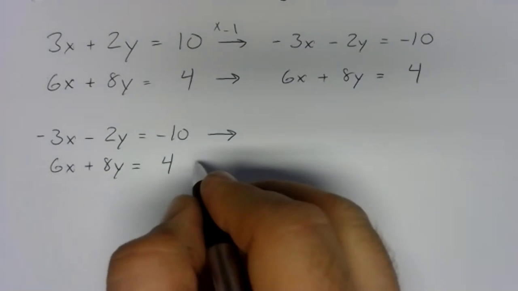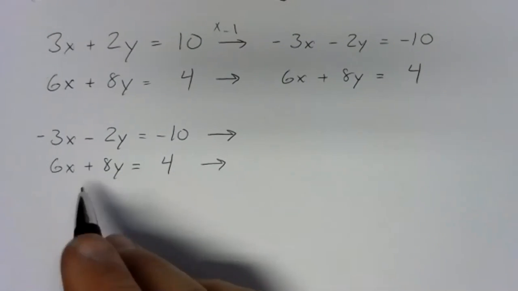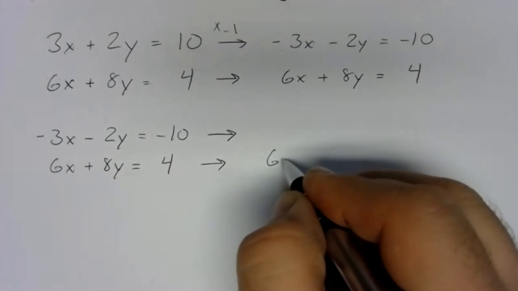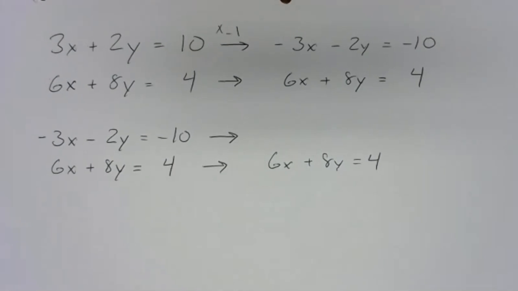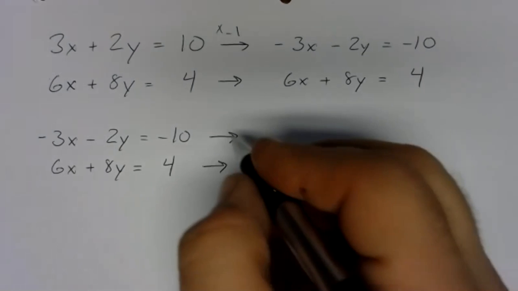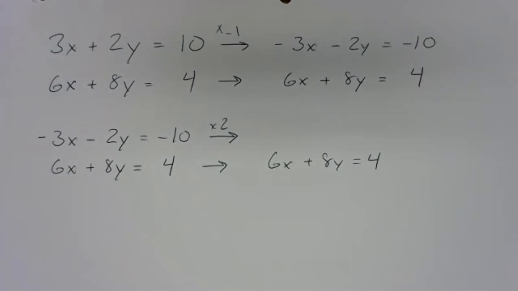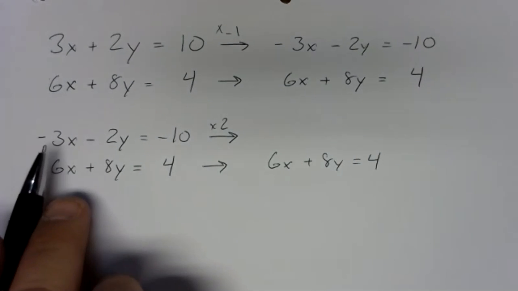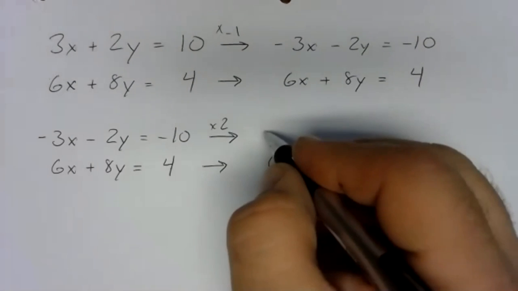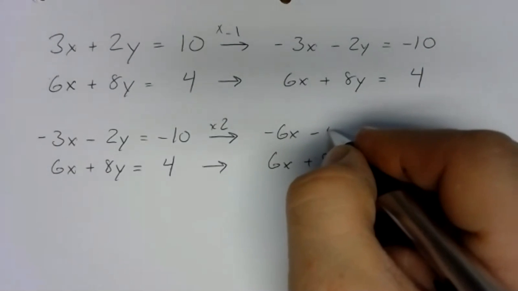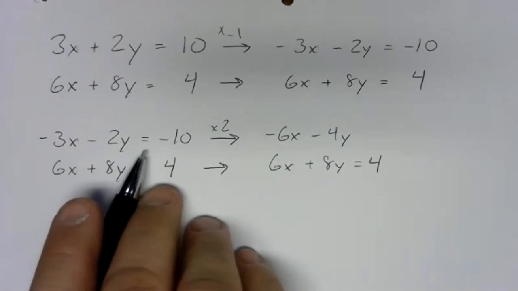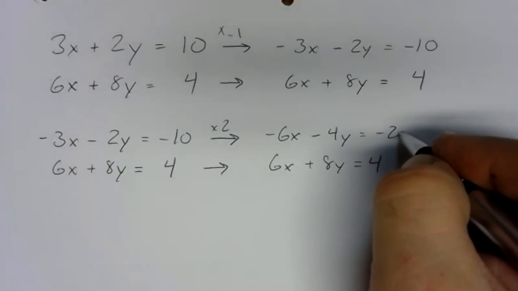So we're going to transform these equations again. Again, I'm going to leave the bottom one alone. So it's just going to be 6x plus 8y equals 4. The upper equation, I'm going to multiply by 2. I'm going to multiply each term by 2. So -3x will become a -6x. -2y will become a -4y. And -10 will become a -20.